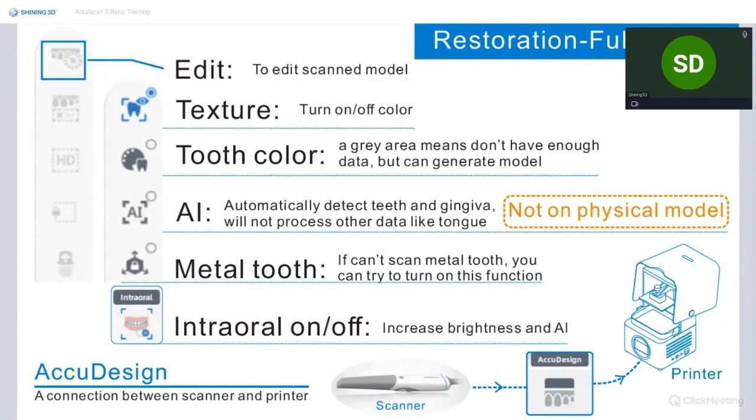But since the AI function will only detect the real teeth and the gingiva, it will not collect data from a physical model. So please remember, do not use the AI function when you try to scan a model, and I will also do a demonstration later and show you what will happen if you enable the AI function when scanning a physical model.